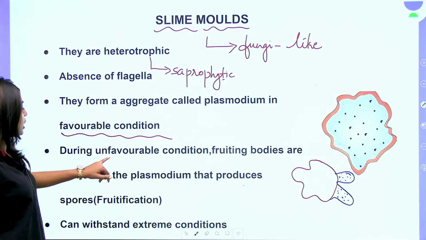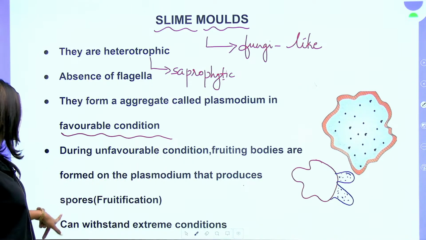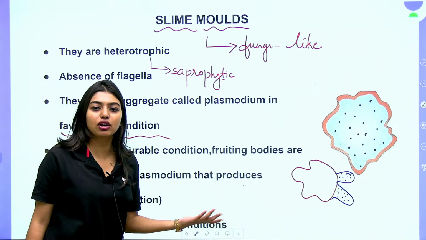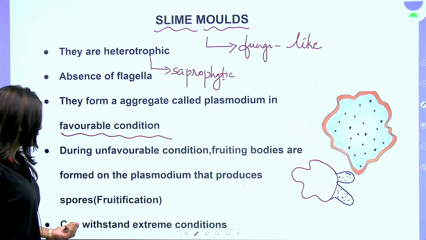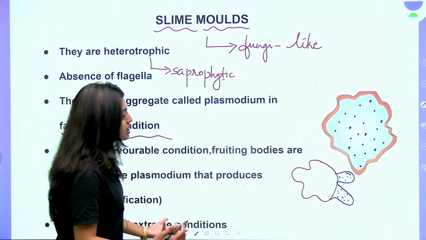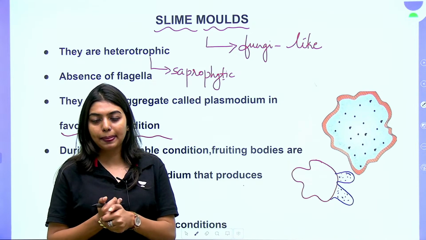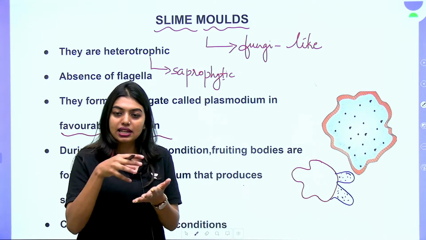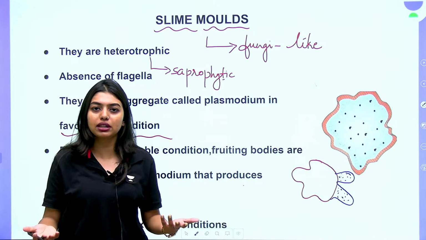So, during unfavorable condition, fruiting bodies are formed on the plasmodium that produces spores, and this process can be called fructification. Now, look here, they can withstand extreme condition. Who can withstand extreme condition? Spores can withstand extreme condition, right? That is why they are being formed during unfavorable condition.